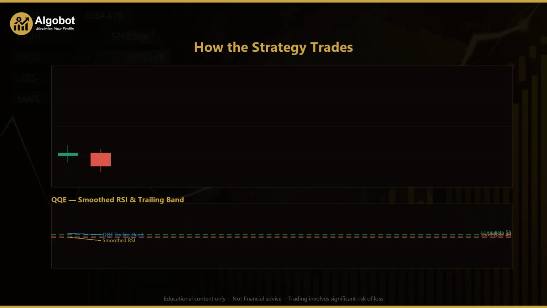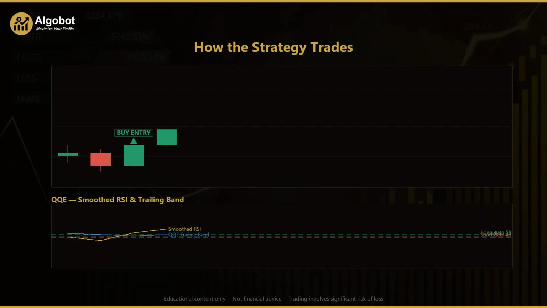Let's bring it all together on this illustration. On the lower panel, you can see the heart of the strategy, the smoothed RSI in gold, and its self-adjusting QQE trailing band in blue. The dashed line in the middle marks the 50 level, the momentum boundary between an up phase and a down phase. Just above it sits the long gate at 52, and just below it the short gate at 48. Watch how the gold line and the blue band interact as the candles unfold above.